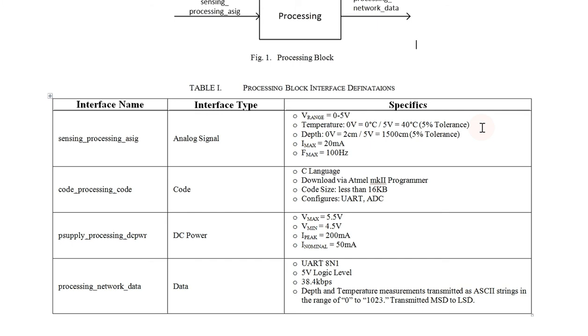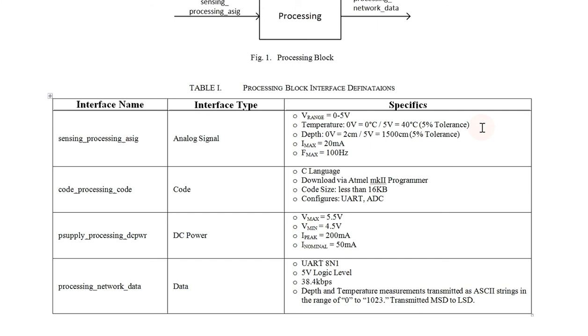Power supply, processing DC power. So Vmax, 5.5 volts. This is the maximum voltage that will ever be seen on this line. The processing block is consuming this power. Therefore, it will be tested with 5.5 volts powering it, doing all of its tests, and Vminimum, 4.5 volts powering it, doing all of its other tests. So it has to work within that range.